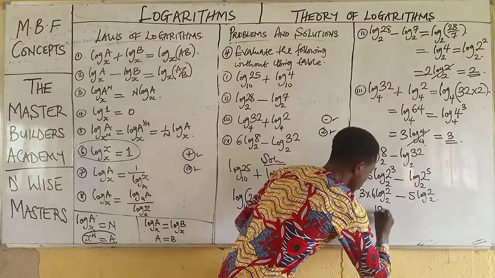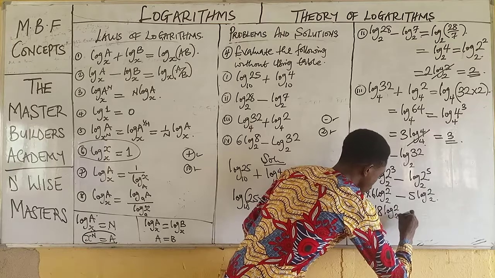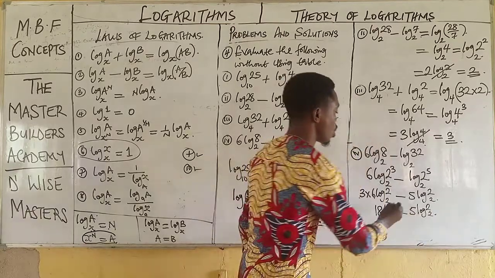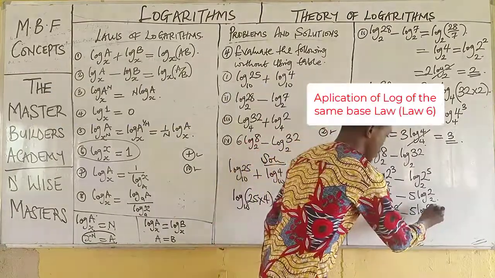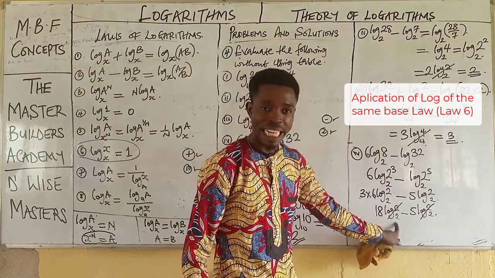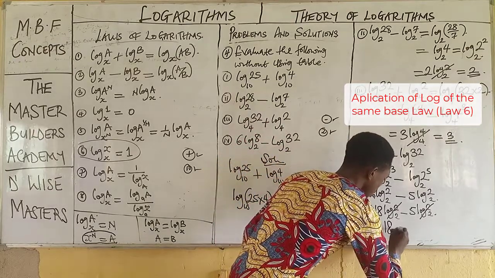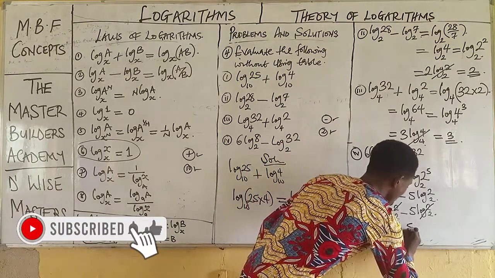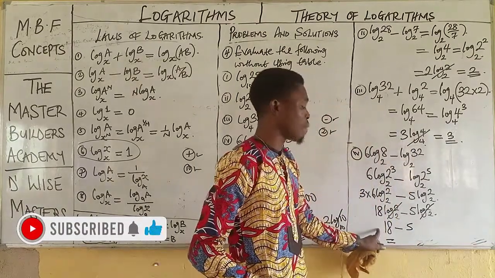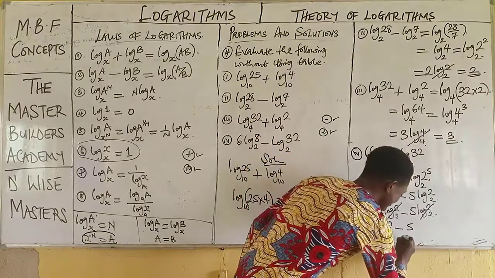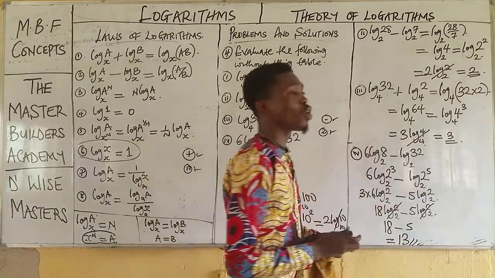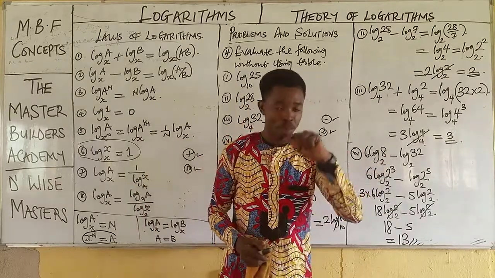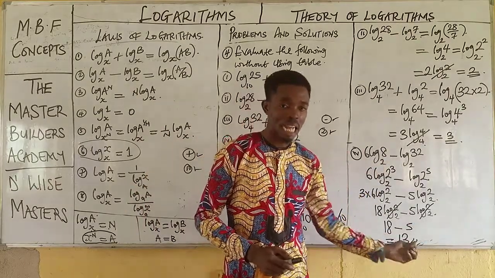Then 18 log 2 base 2 minus 5 log 2 base 2. So the log of the same base we agree is 1. So 1 multiplied by 18 is 18, minus 1 multiplied by 5 is 5. And when we remove 5 from 18, our answer becomes 13. So even though you solve it in the conventional way, when you make use of law number 2, you will still have it as 13.